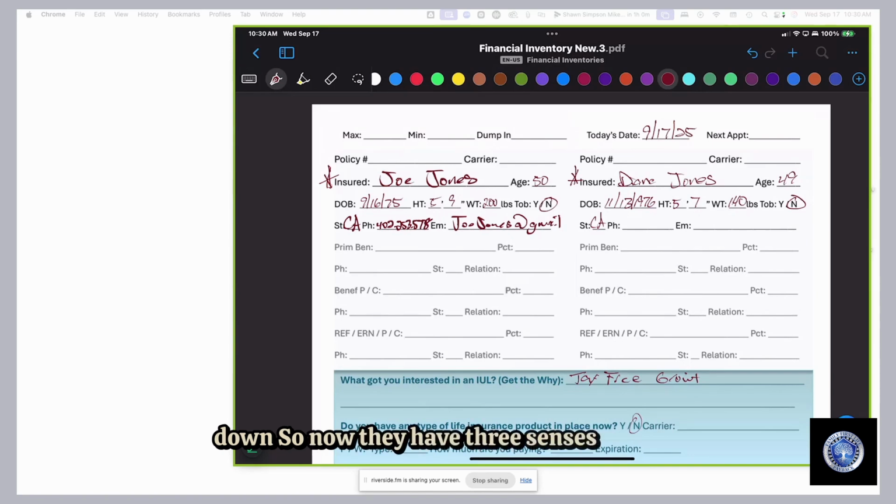So now they have 3 senses. And I'm going to go over all the benefits of the policy so that they understand how it works for them. This is how I do this. So you got your pen and paper handy, right? Yep. First and foremost, write down that this is a life insurance policy, first and foremost, not an investment.